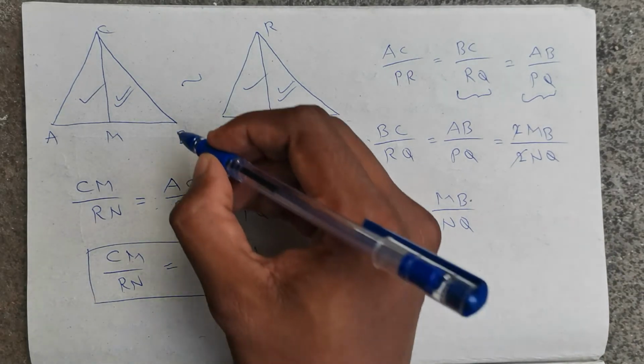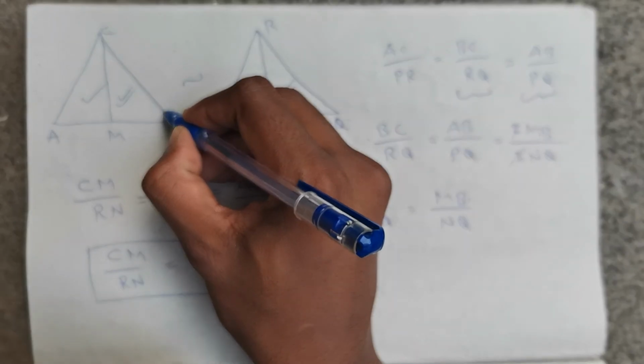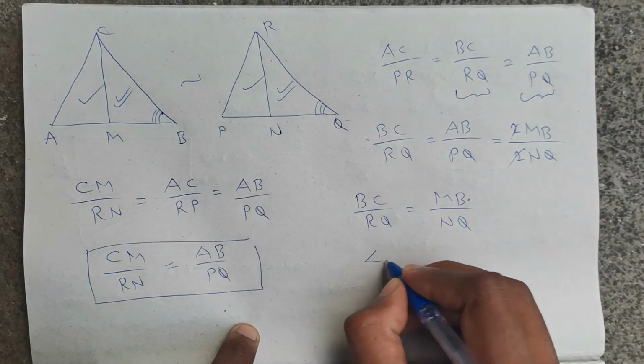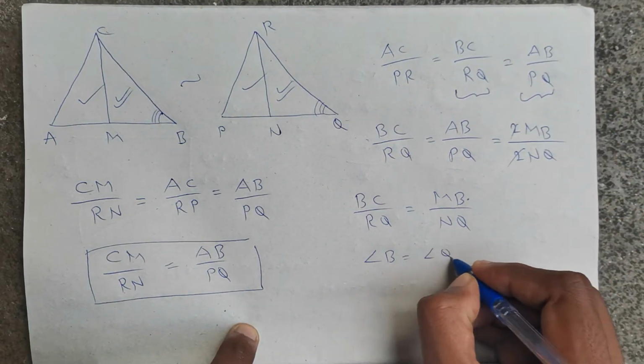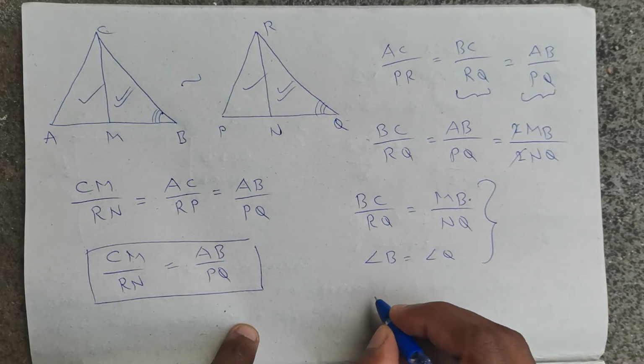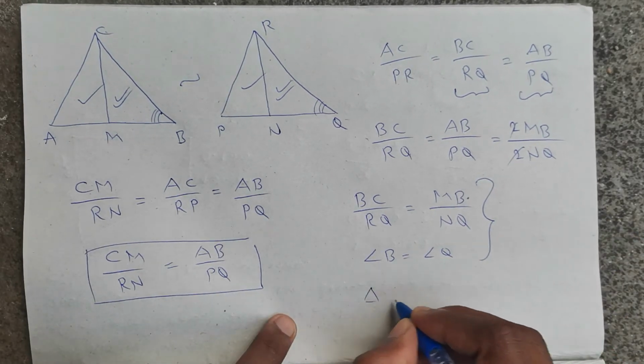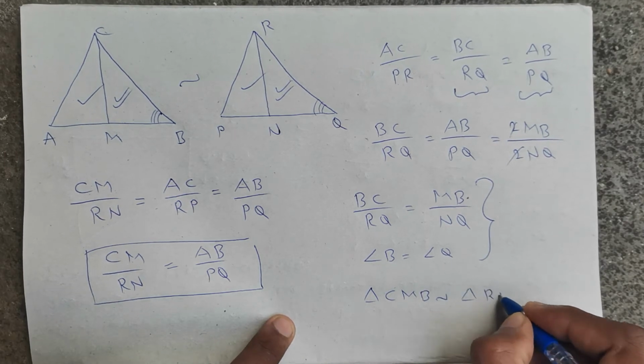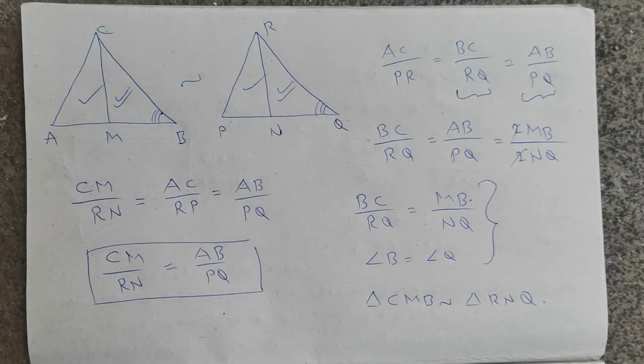And one more we have, angle B is equals to angle Q. So from these two conditions we can conclude triangle CMB is similar to triangle RNQ.